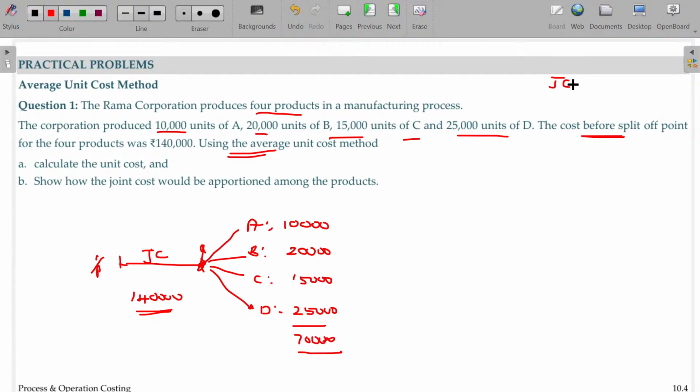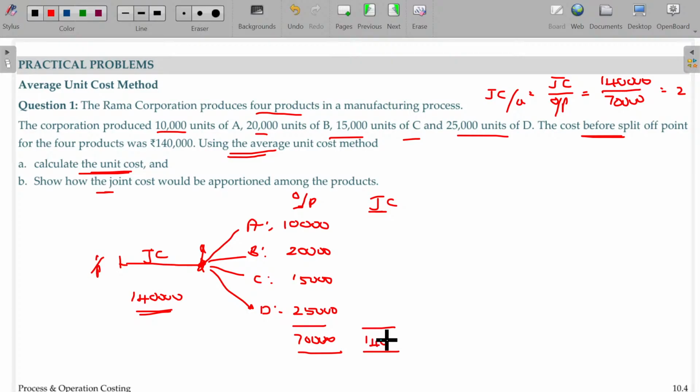Joint cost is 1,40,000 rupees, and the total output of all the units is 70,000 units. Then the allocated joint cost per unit is 2 rupees. Calculate the unit cost. Show how the joint cost is going to be allocated. So the joint cost of 1,40,000 will be allocated based on this unit price. Per unit price is 2, so 10 into 2 is 20,000 rupees, and here 40,000 rupees, here 30,000, and here 50,000. Is that clear? This is called the average unit cost method.